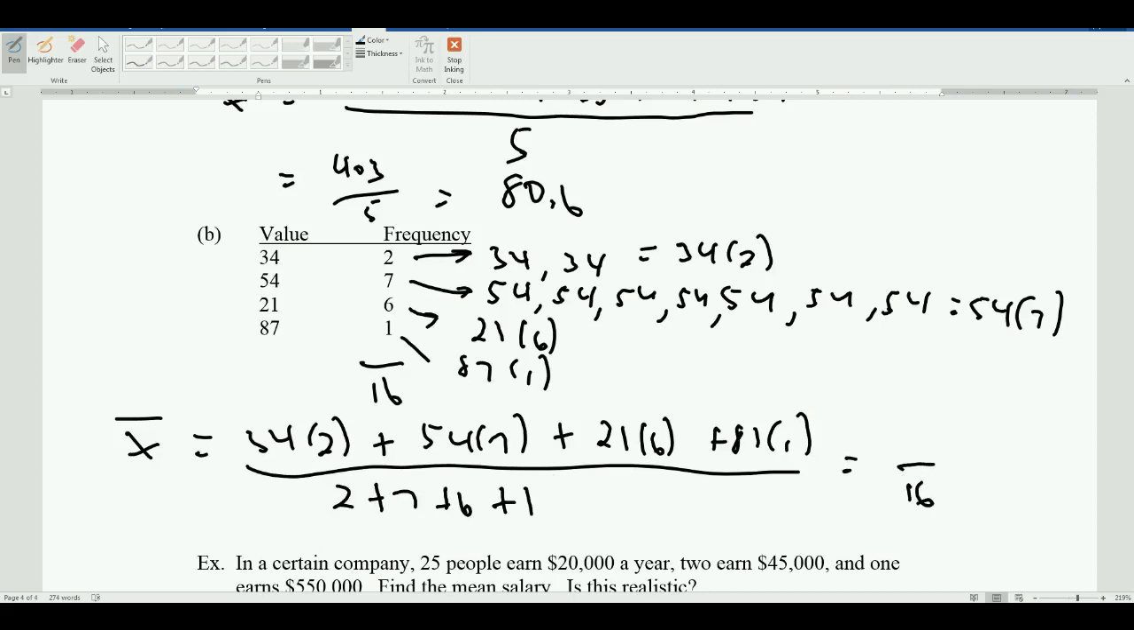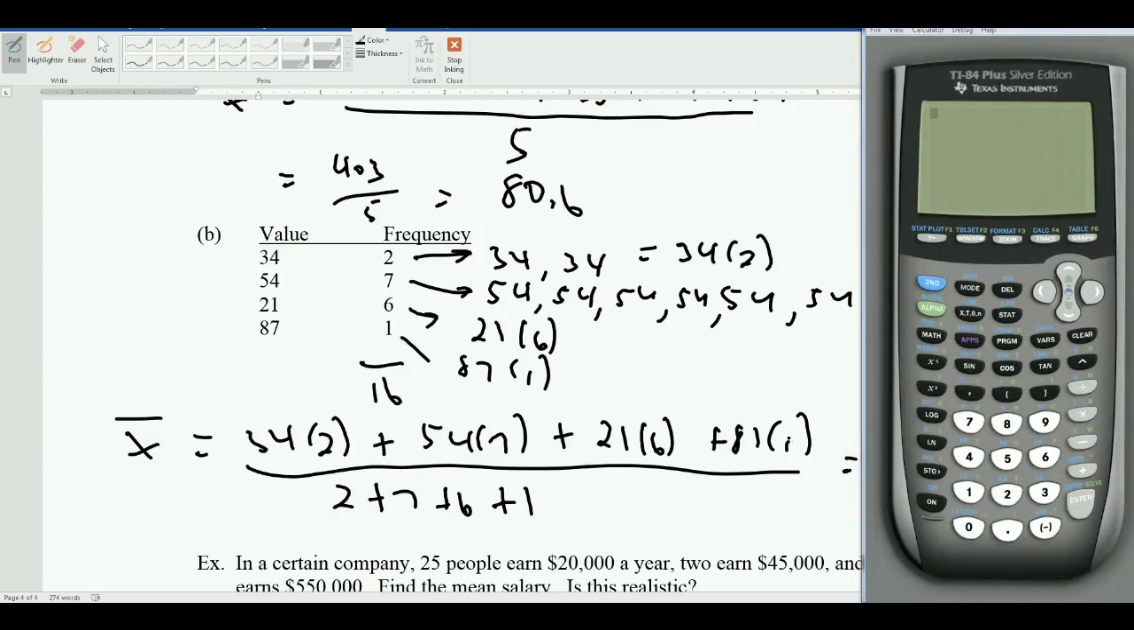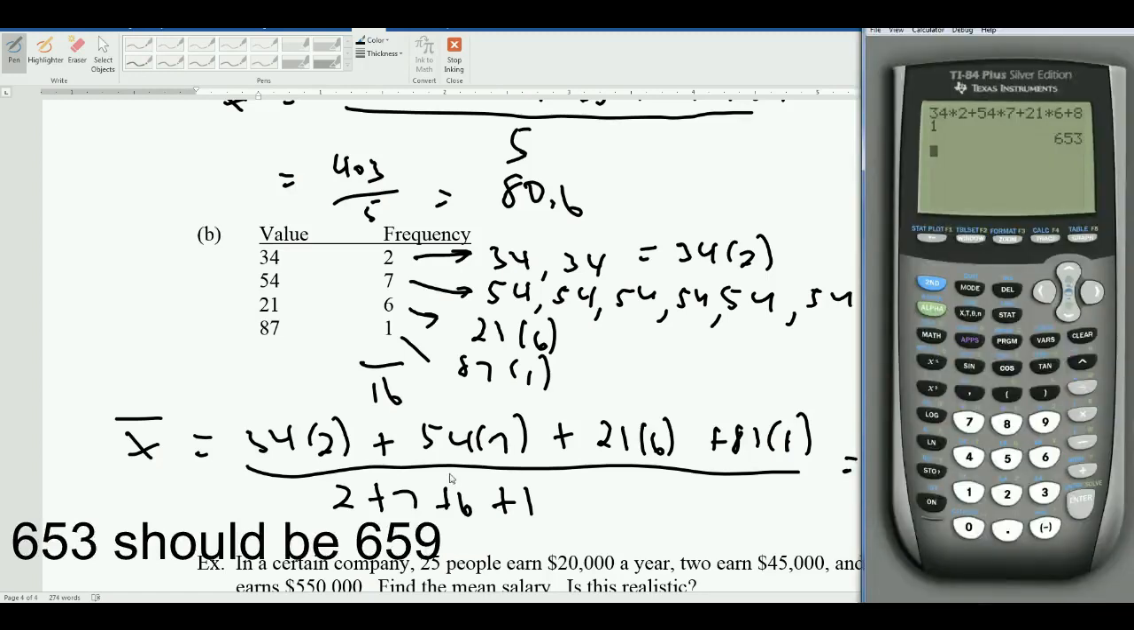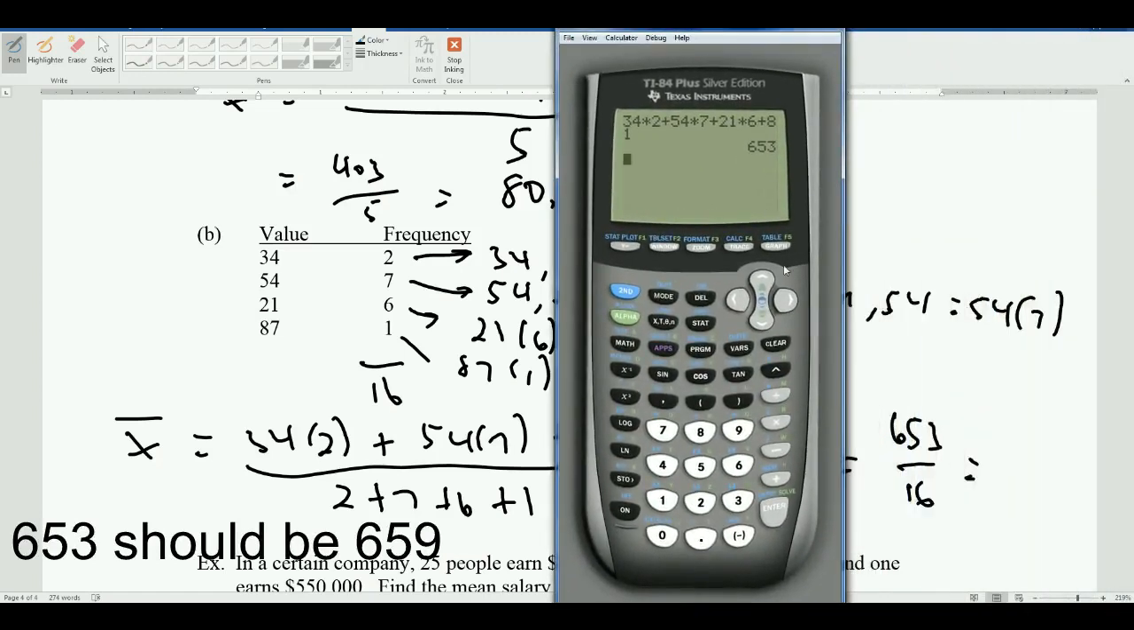We already saw that. So let's take out our calculator. And let's just do 34 times 2 plus 54 times 7 plus 21 times 6 plus 81 times 1. We get 653. And we want to divide that by 16 to find the mean, which is about 40.81 if you round to 2 decimal places.